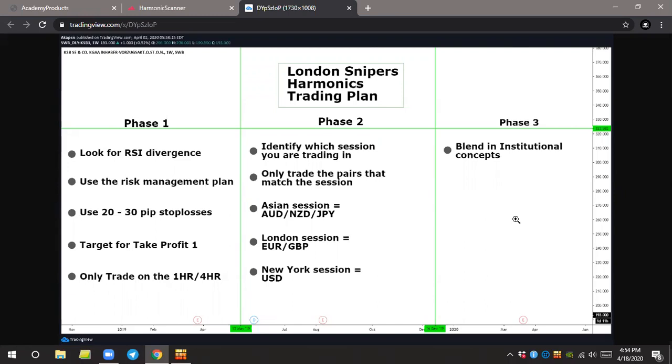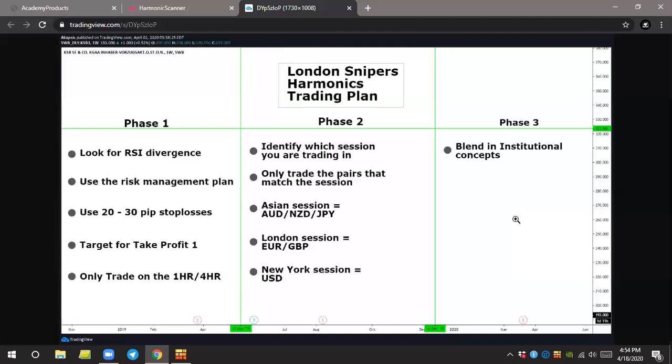All right, so in phase one, we learned how to look for RSI divergence, for the sell, for the buy. We also learned about our risk management plan using a compound sheet. We learned how to use a 20 to 30 pip stop loss for all of our trades that we take, with proper assessment and analysis. And then we also understood that we are targeting take profit one. And then we also learned why we only trade on the 1 and 4 hour. That was all encompassed in phase one, right?